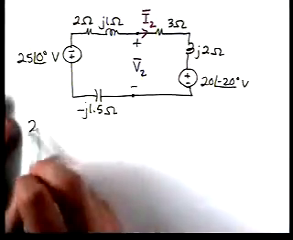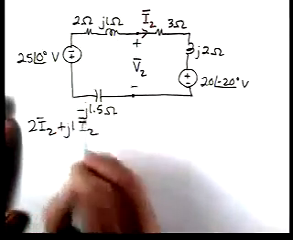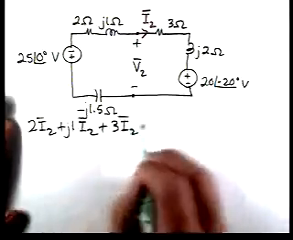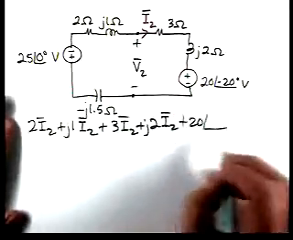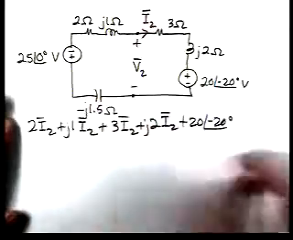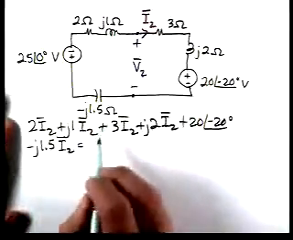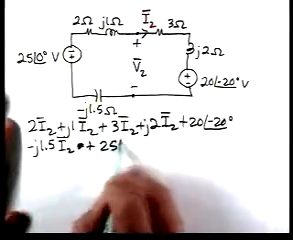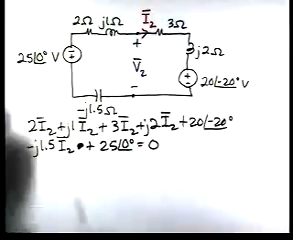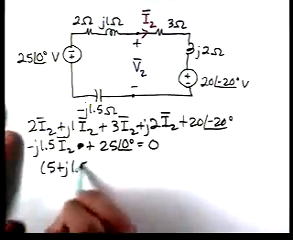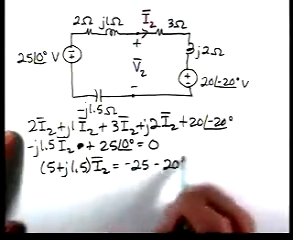If we go in, we'll have 2I2 dropped here plus j1 I2 plus 3I2 plus j2 I2, which is a drop here, plus 20 at an angle of minus 20. Coming back around, we have minus j1.5 times I2 plus 25 at an angle of 0 equals 0, so that's just KVL. So we have 5 plus j1.5 times I2, minus 25 minus 20 at an angle of minus 20.